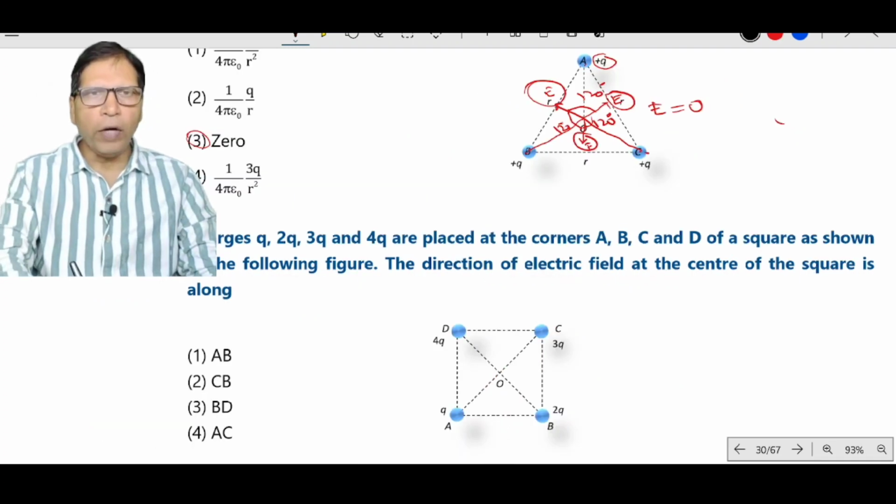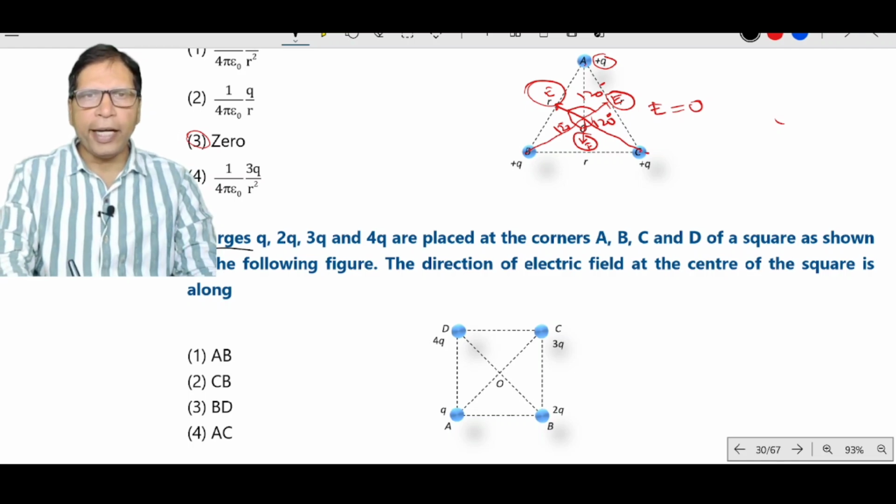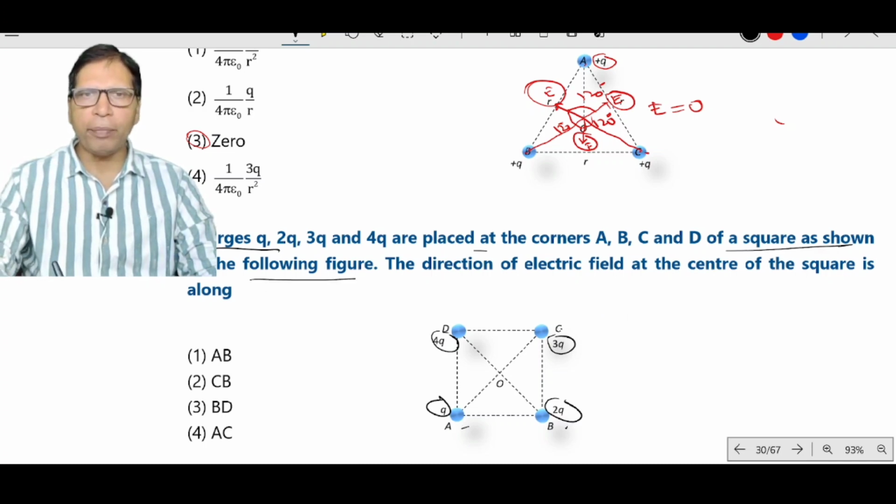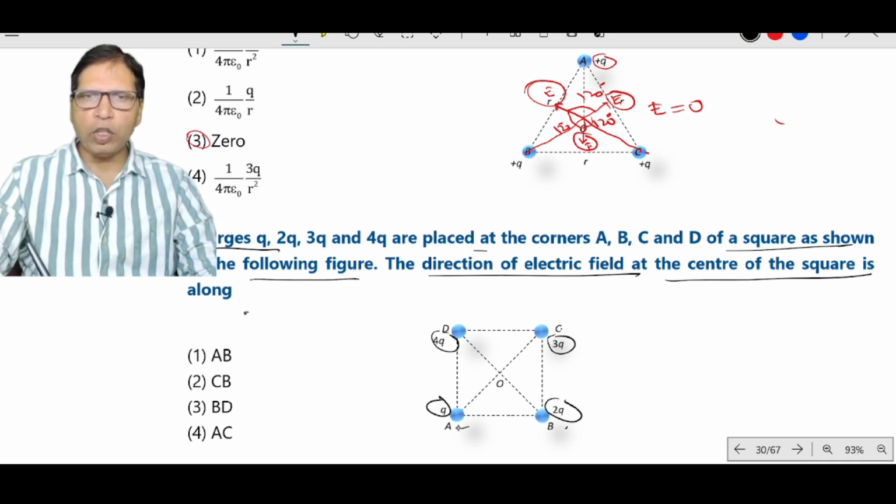Okay. Look at question number 2. The charges Q, 2Q, 3Q, and 4Q are placed at A, B, C, D of a square as shown in the figure. The direction of electric field at the center of the square is along. Look at this. First of all, consider charge at A and charge at C.